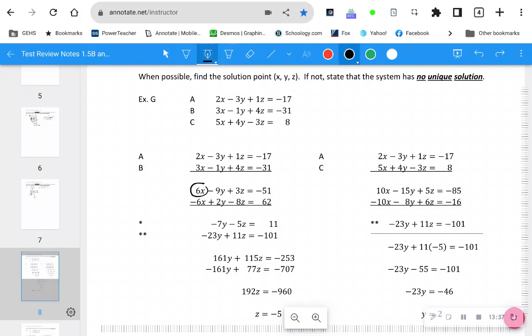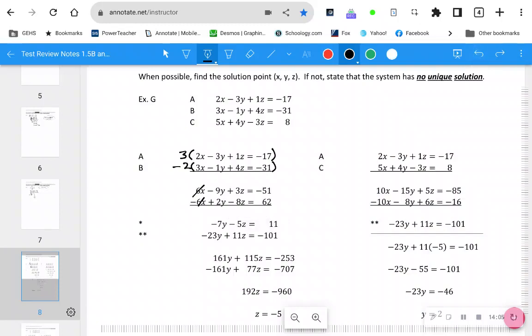So you can see that I'm shooting to cancel those x's. And in order to do that, I have to multiply this line by 3, and I've already done so. That's these numbers. And this line by negative 2, and that's these numbers. And what that'll do is it'll cancel those. And when you add the lines, you get your first intermediate result there, which I call the star equation.